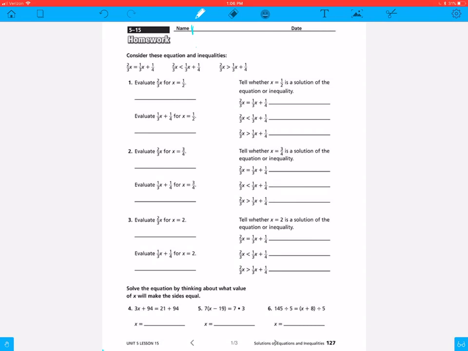Unit 5, Lesson 15 homework with me, Miss Billman. This homework looks kind of deceiving, right? Only 6 questions, but they do involve a lot.